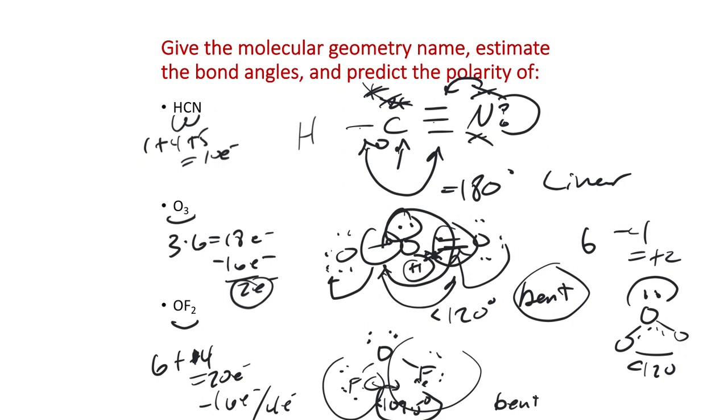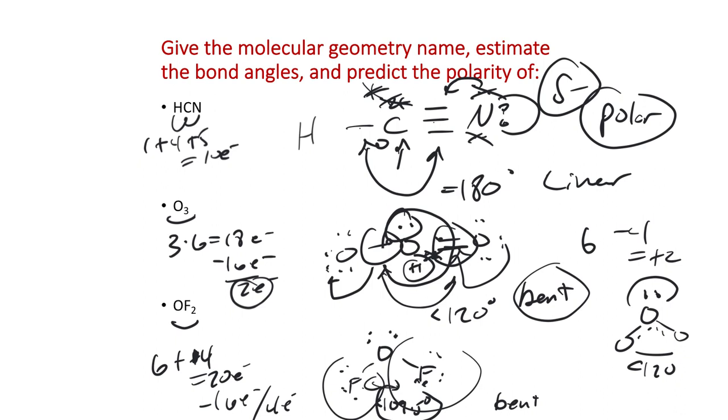Oh yeah, we haven't gone through polarity. Good question. I totally forgot to go through polarity, so thanks for bringing that up. So we have a difference of electronegativity, and we get a partial negative charge on nitrogen, not balanced by hydrogen, so we would definitely have a polar molecule for HCN.